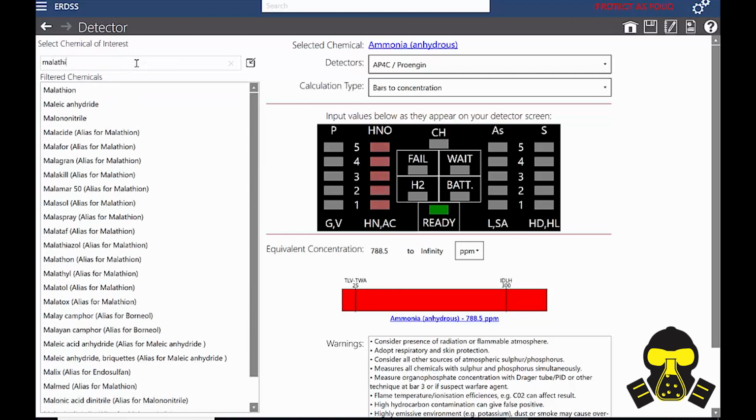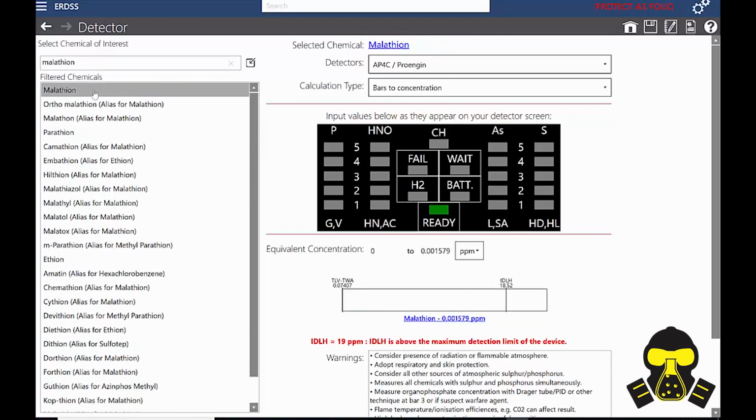We get a tremendous amount, when we use the AP4C a lot, is we'll get bug bombs, things along those lines. Pesticides. That's why it's great for that. I know the pesticide, I know how much I got on my P channel, and it can tell me what my parts per million are, and then I can cross-reference that with my exposure levels, right? Yes, so on malathion, IDLH is 19 parts per million, and that's above the maximum detection limit of the device. So with malathion, you're way below where you're measuring.